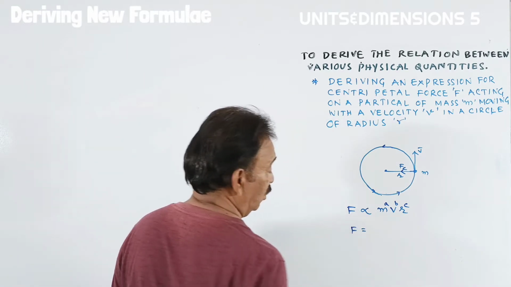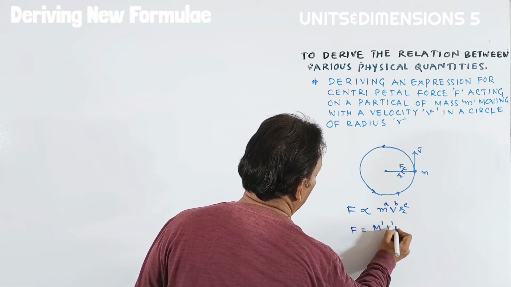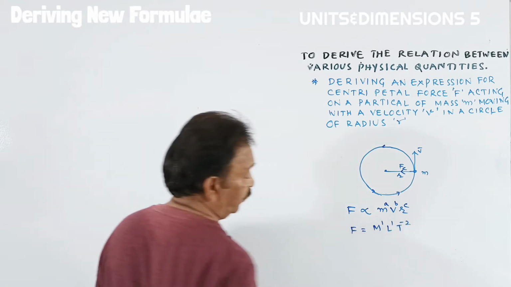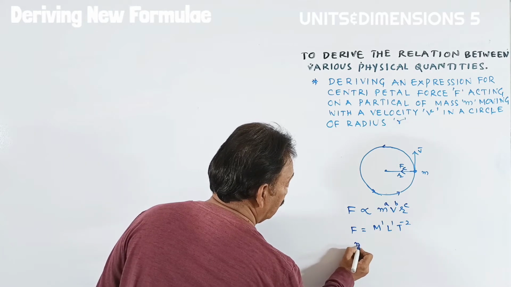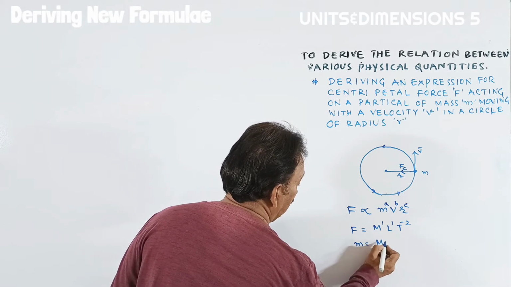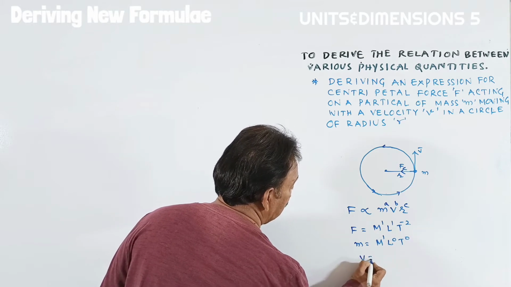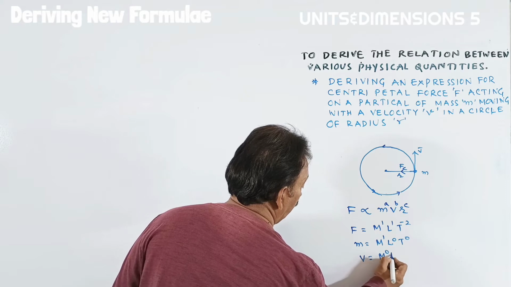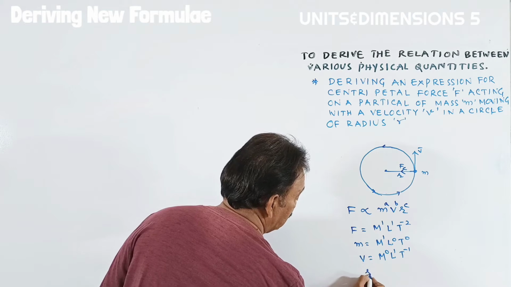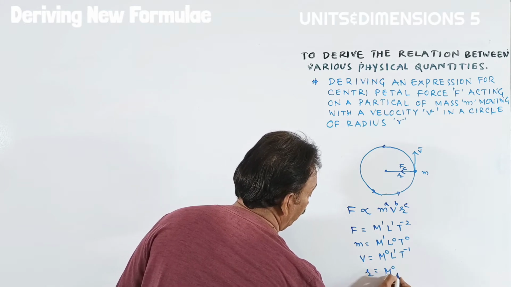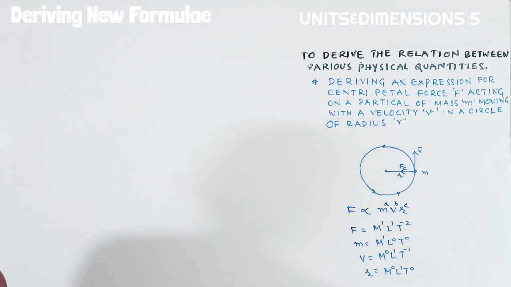You know that force is equal to M1 L1 T inverse 2. Okay, students. And also for the mass, the dimensional formula is M1 L0 T0. For the velocity, it is M0 L1 T inverse. For the radius, that's the distance, M0 L1 T0. Okay, students, these are the things we need.